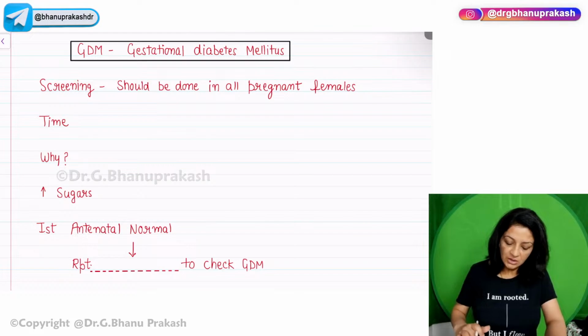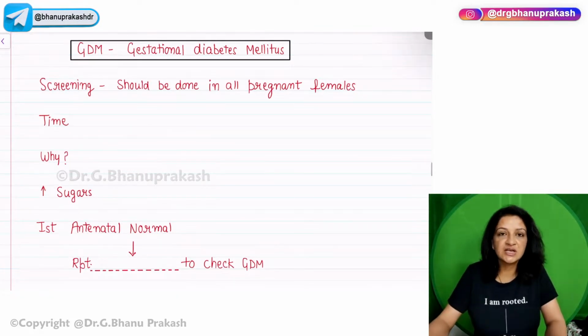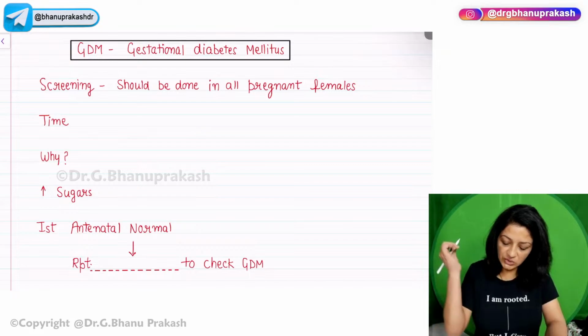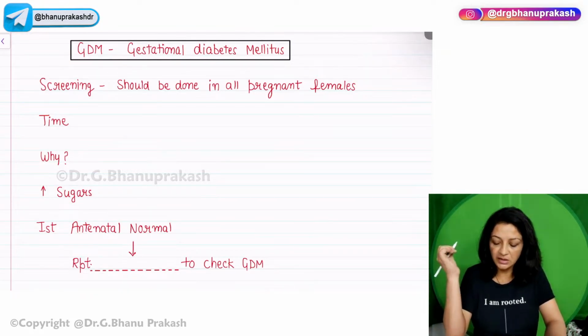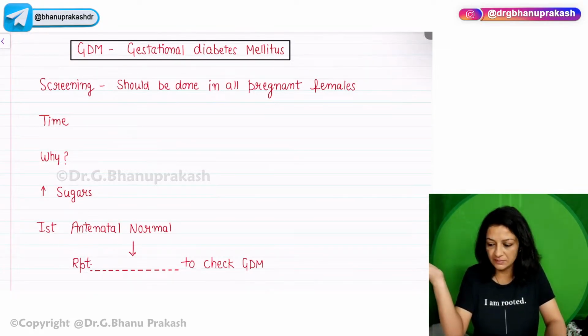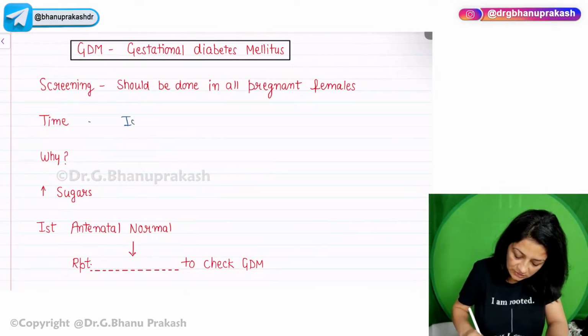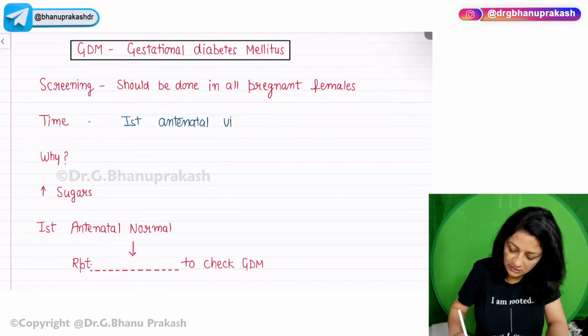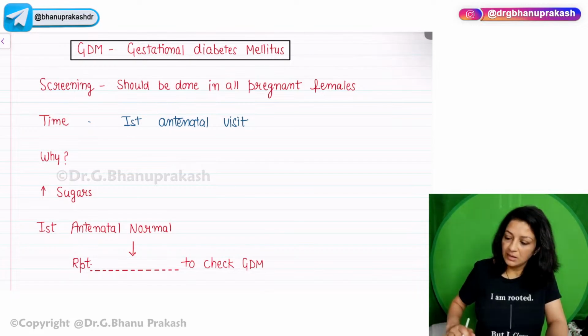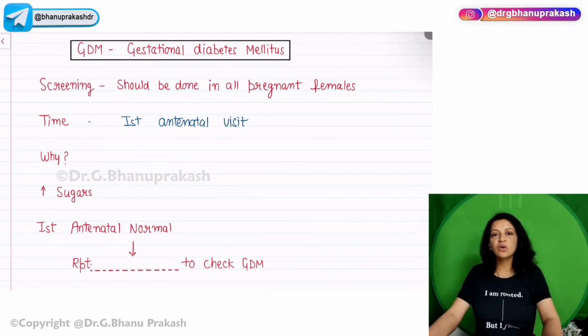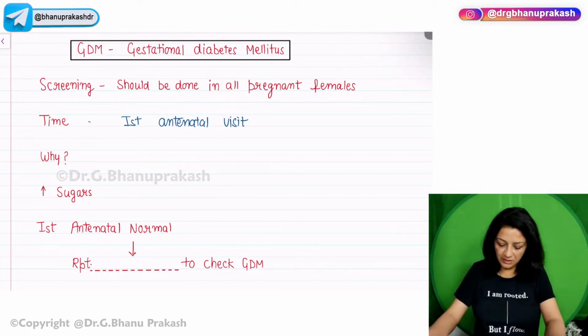So next one is GDM, gestational diabetes mellitus. So इसमें important point क्या है? Screening. Screening should be done in all pregnant females. Time at first antenatal visit. क्यों करेंगे हम screening? What is the cause? क्यों करते हैं हम screening GDM की?